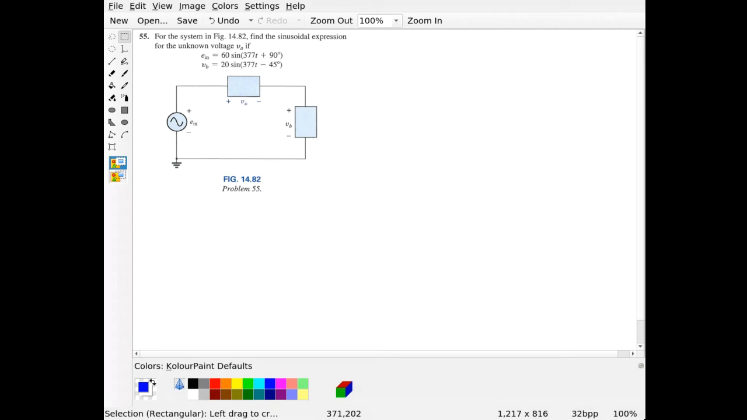This problem is by Kirchhoff's voltage law. So remember Kirchhoff's voltage law, KVL. KVL says that the sum of the voltages around a loop are equal to 0. And so they're giving us here En. So they are giving us En.